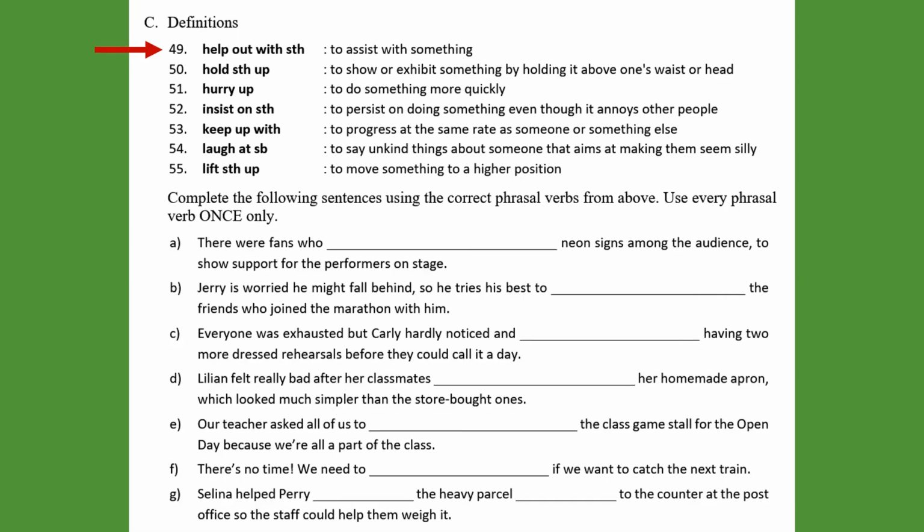Like many English words, some phrasal verbs can't be fully explained. One of the examples would be help out with something. So what you can remember about this is, we usually say to help someone with something, and a more casual way to say that would be help out with something.